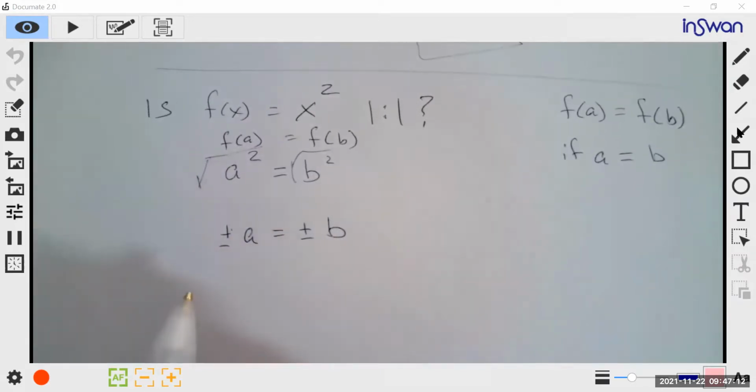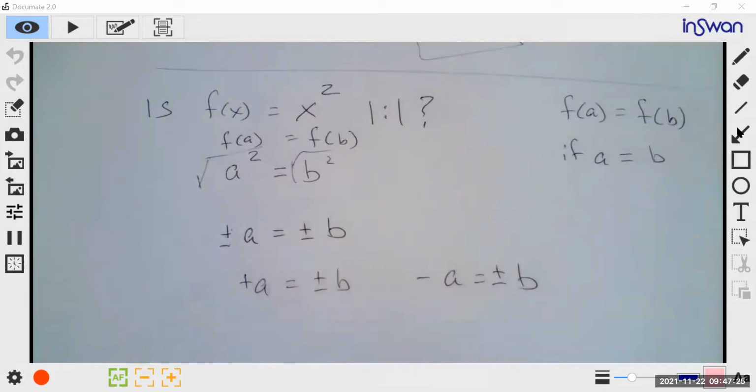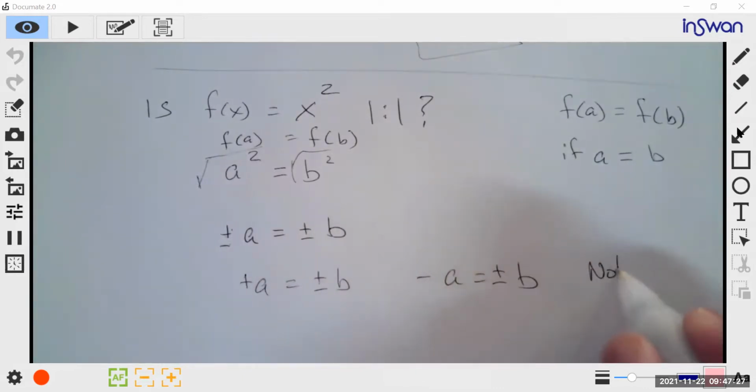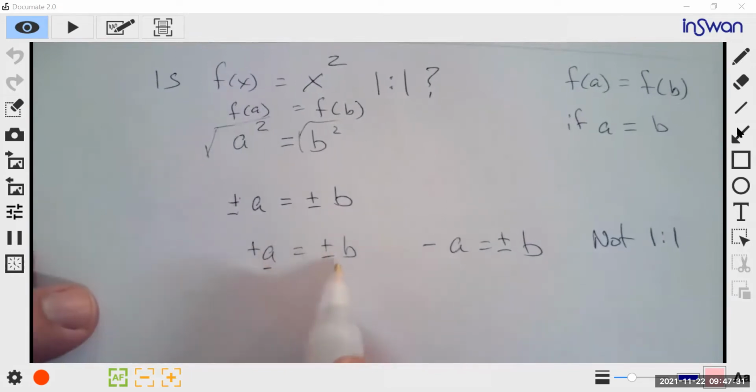So is this 1-to-1? No, because let's look at positive A. It can equal positive or negative B. Negative A can equal positive or negative B. So this is not 1-to-1 because for any A, it has to equal B for sure, but we can't tell which one's which.